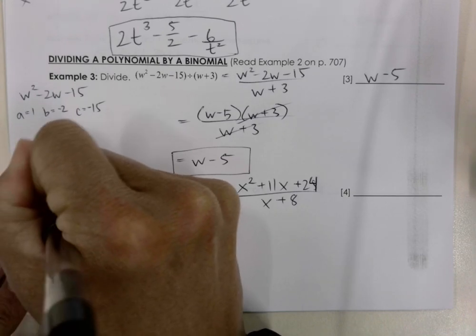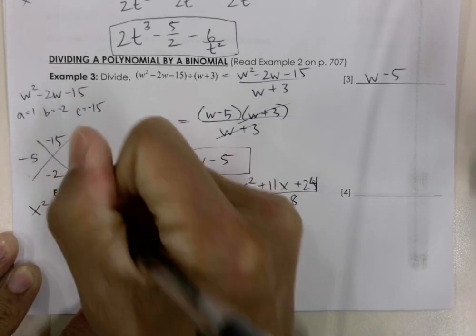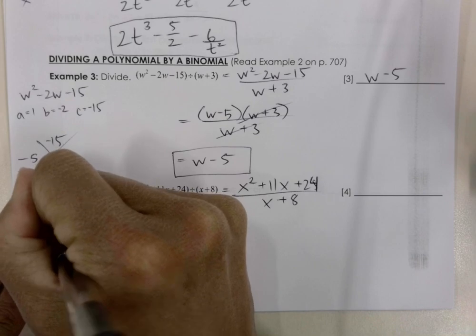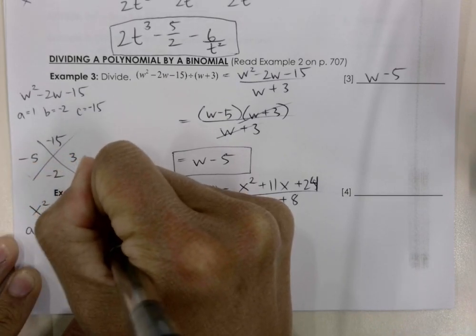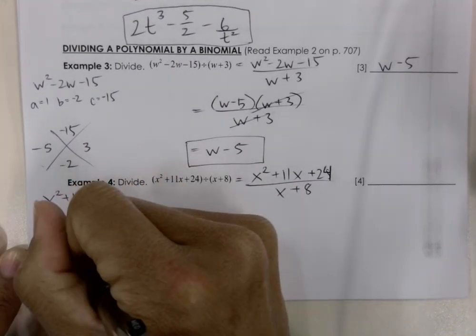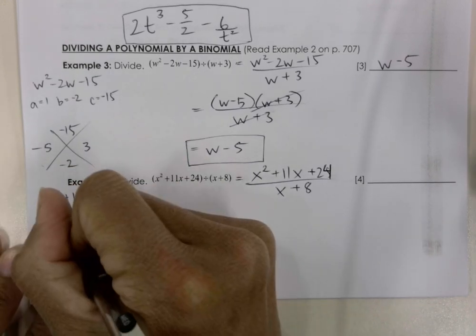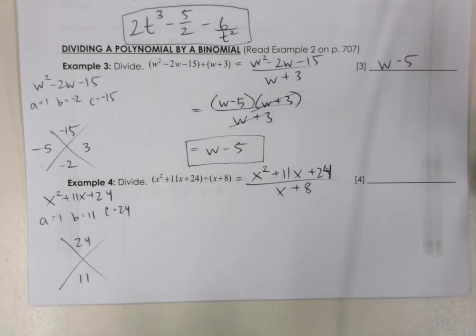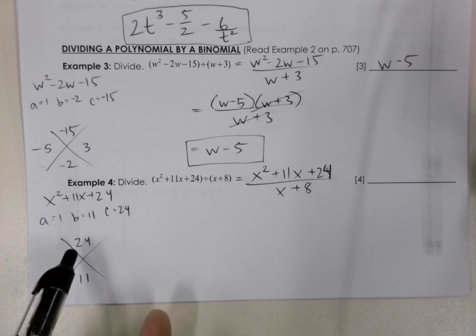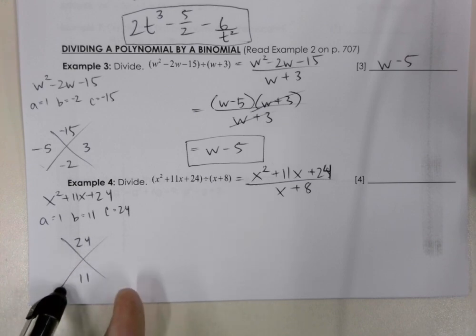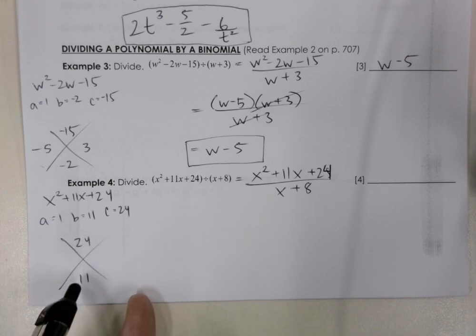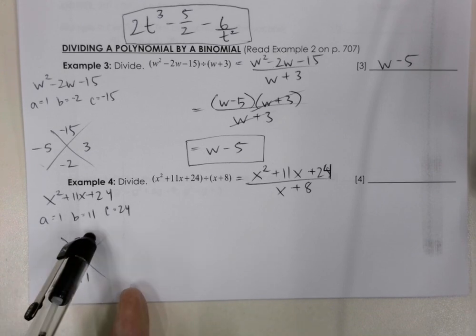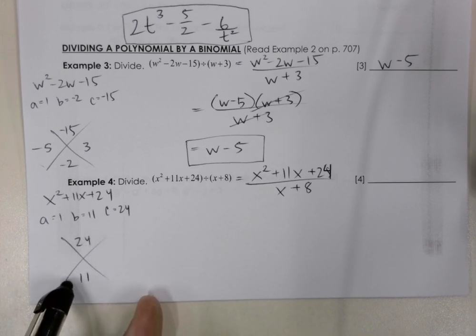We got x squared plus 11x plus 24. Our a is equal to 1, b is equal to 11, and our c is equal to 24. So we have our x, and 24 goes on top, 11 goes on the bottom. So two factors that multiply to 24 and add up to 11. 1 times 24 doesn't do it. 2 times 12 is not going to do it.